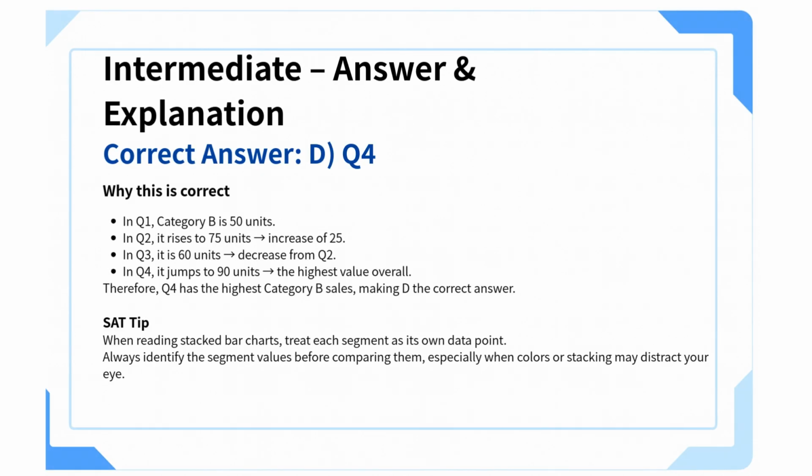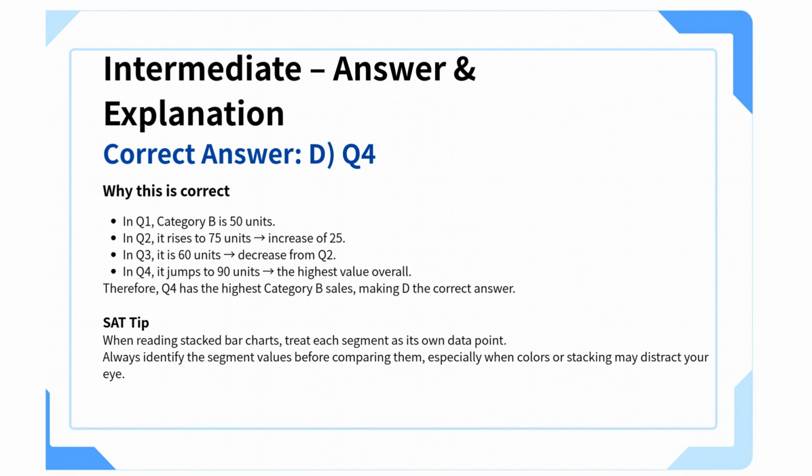Here is the explanation for the intermediate problem. The correct answer is choice D, Q4. Let's break down why. Start by reading only the green segments, which represent Category B. In Quarter 1, Category B is at 50 units. In Quarter 2, it increases to 75 units, which is a rise of 25. In Quarter 3, the value drops slightly to 60 units.